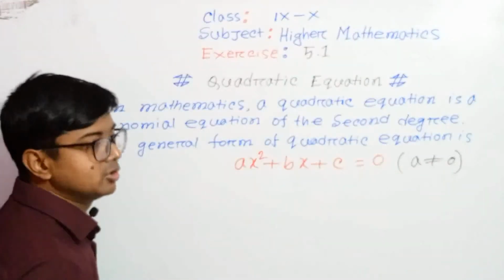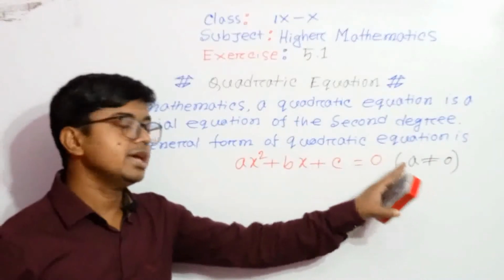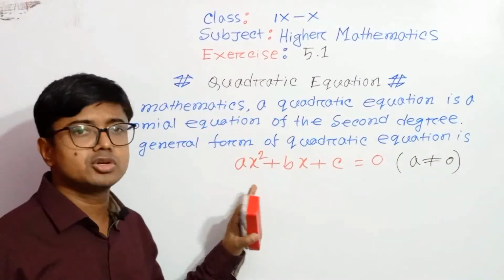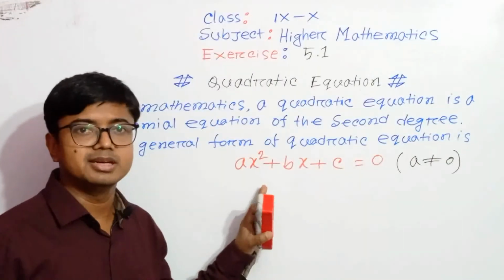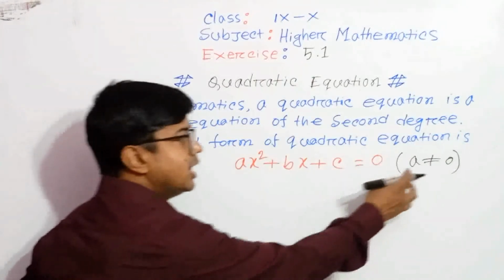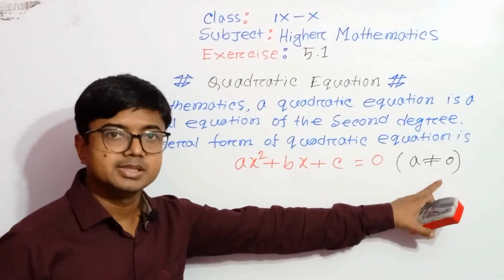a is not equal to 0, because if a is 0, then this equation will be a linear equation. That's why a is not equal to 0.